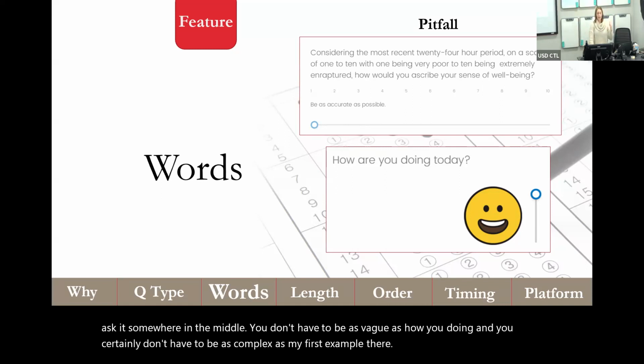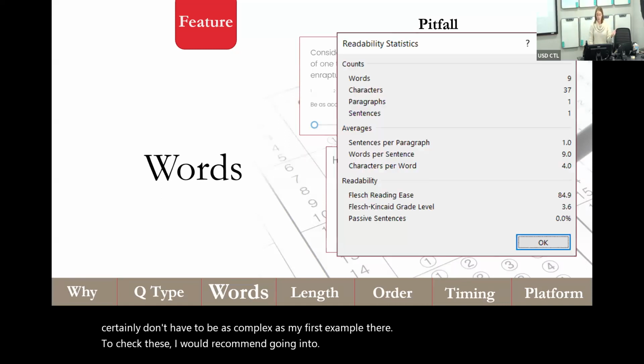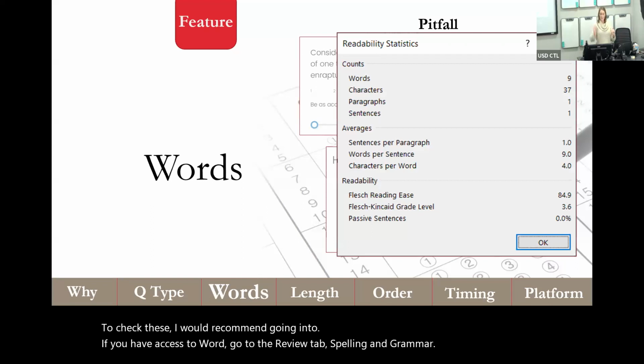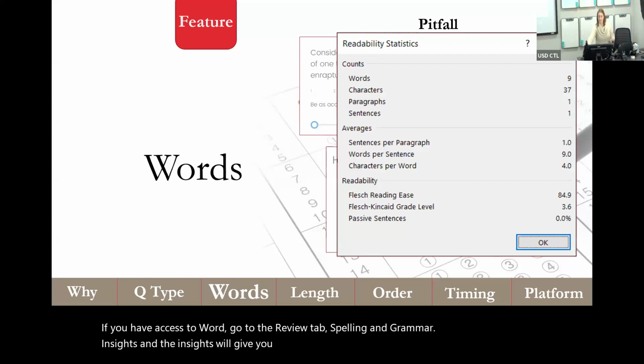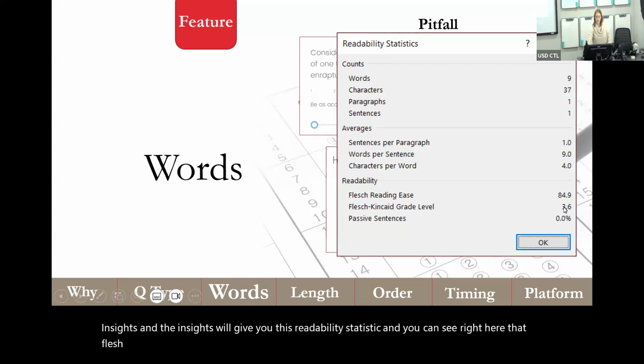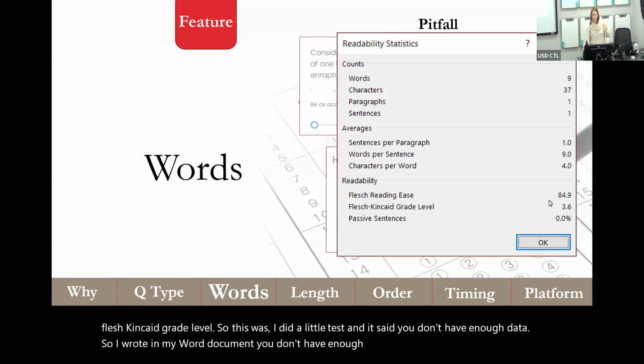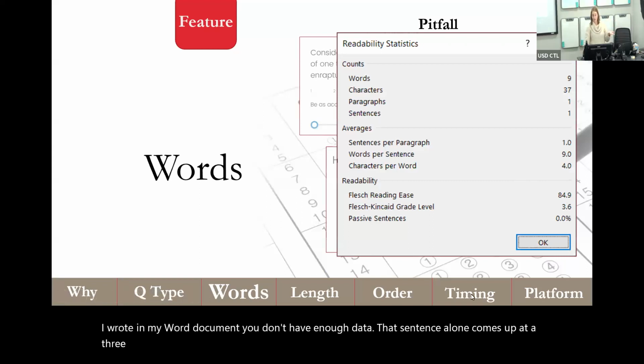To check these, I would recommend, if you have access to Word, go to the Review tab, Spelling and Grammar, Insights. And the Insights will give you this readability statistic. And you can see right here that Flesch-Kincaid grade level. So I did a little test and it said you don't have enough data. So I wrote in my Word document, you don't have enough data. That sentence alone comes up at a 3.6 grade level. So that's where I would go to kind of find how readable is this?